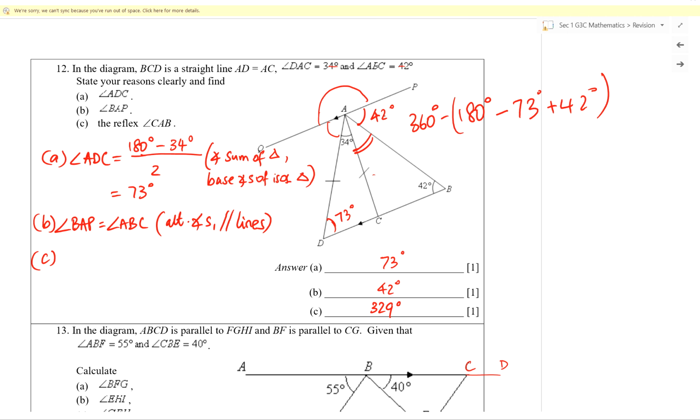BAD doesn't look correct. It must minus another 34. So you get rid of this, you get rid of this, you get rid of this. I'm still left with this big chunk. Then you shouldn't plus 42, you should minus 42, isn't it?